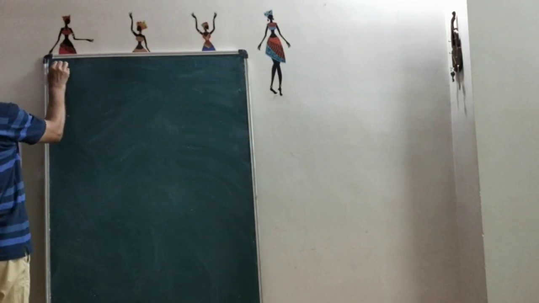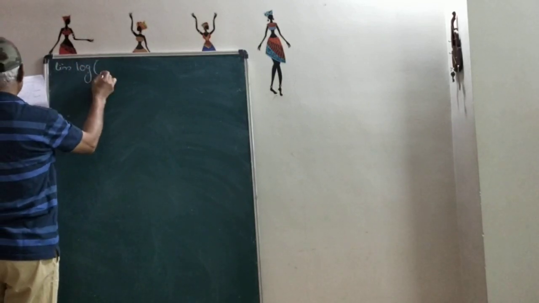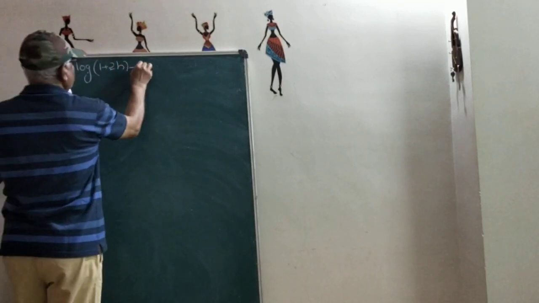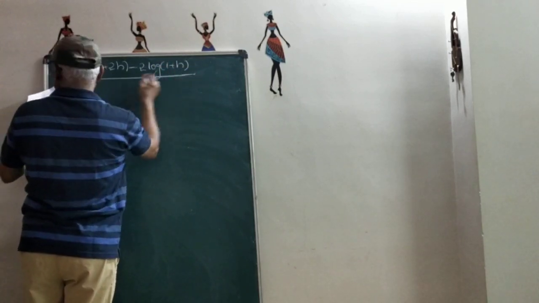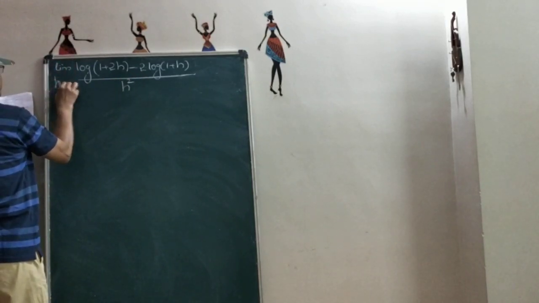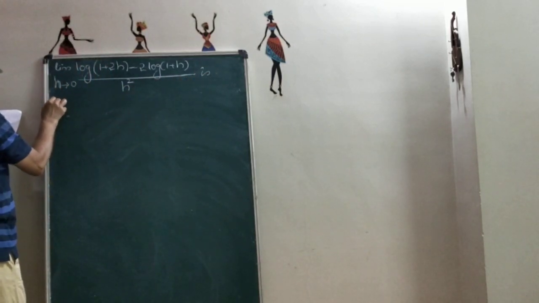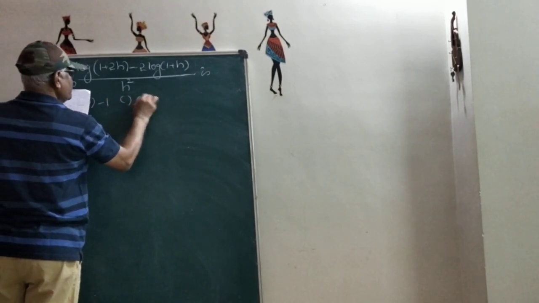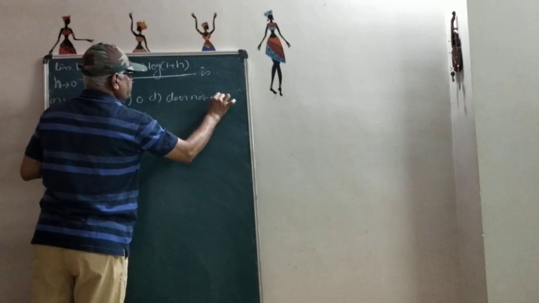Now limit of log of 1 plus 2h minus 2 into log of 1 plus h, divided by h square, as h tends to 0 is, the first option is 1, second option minus 1, third option 0, and the last one does not exist.